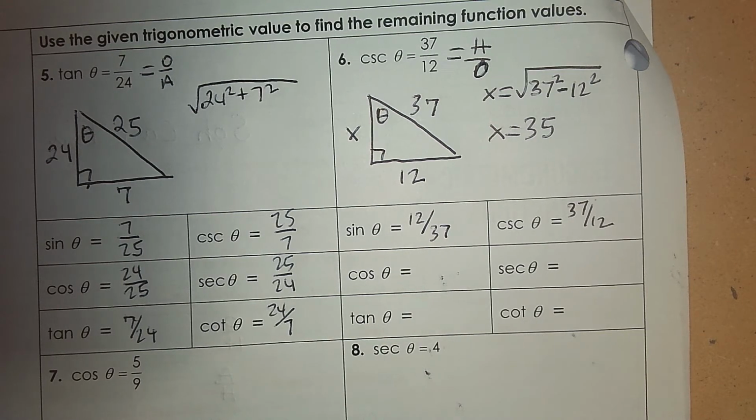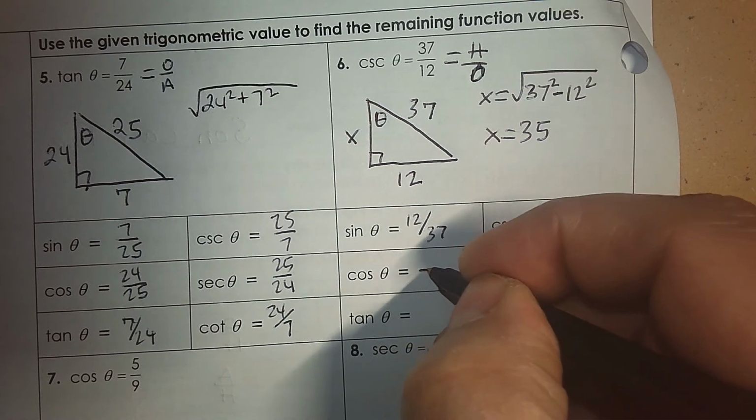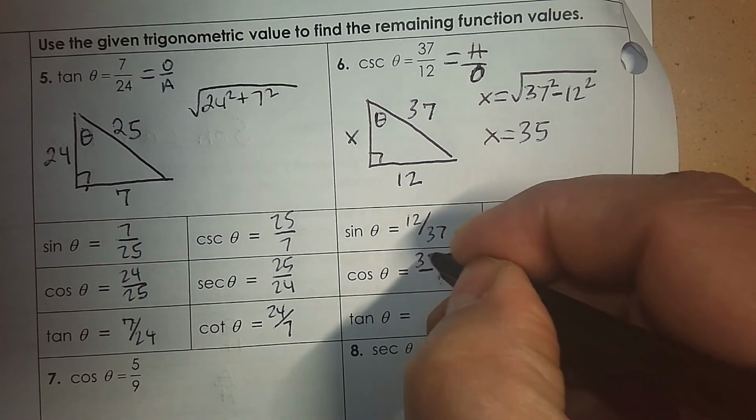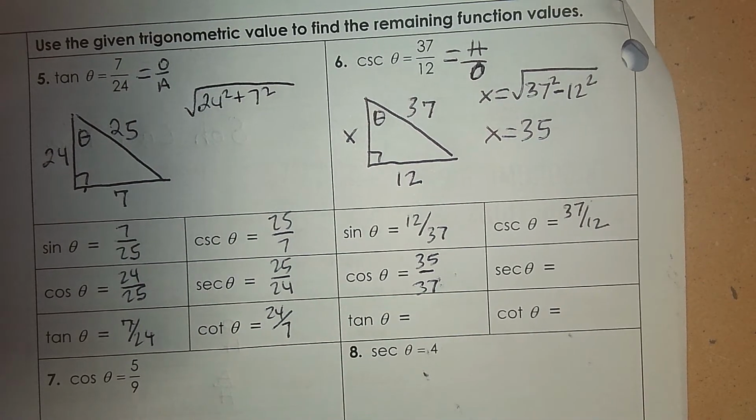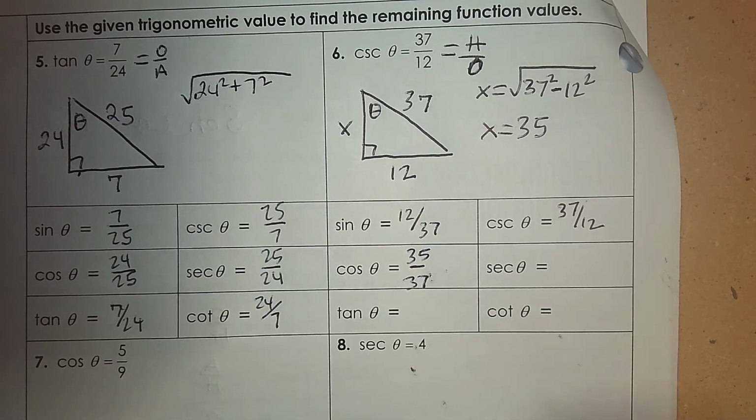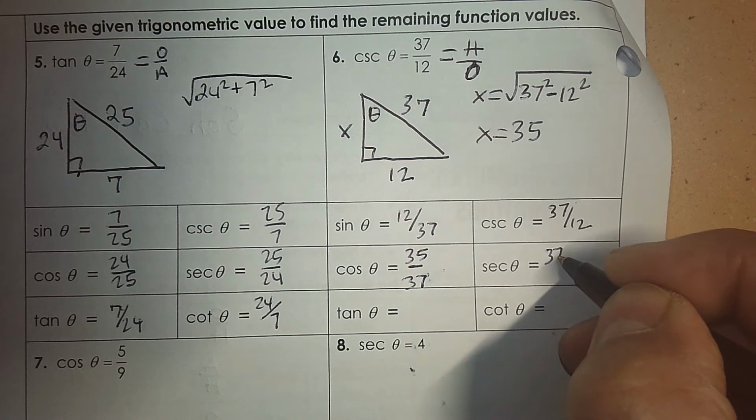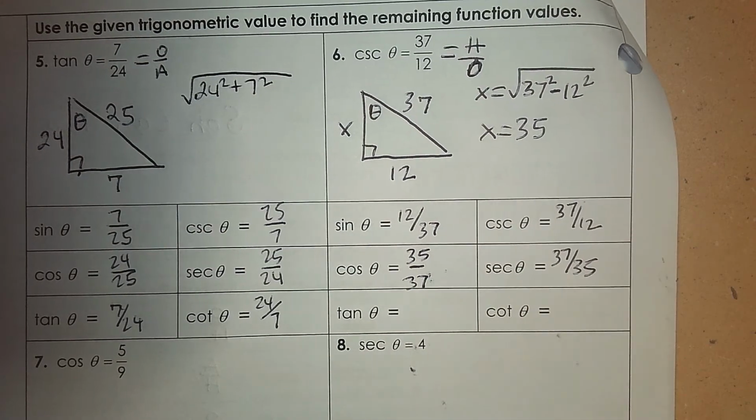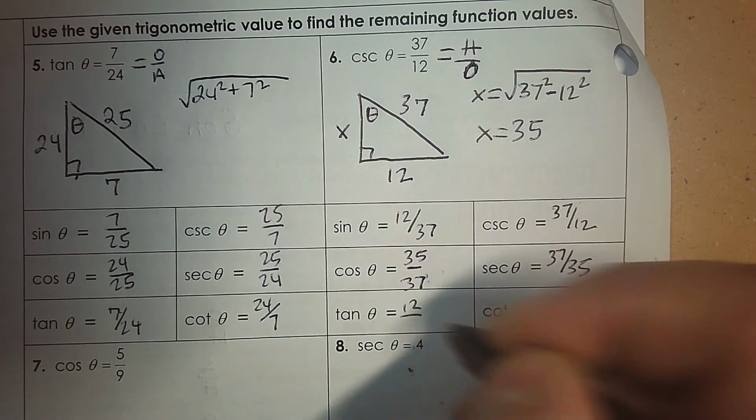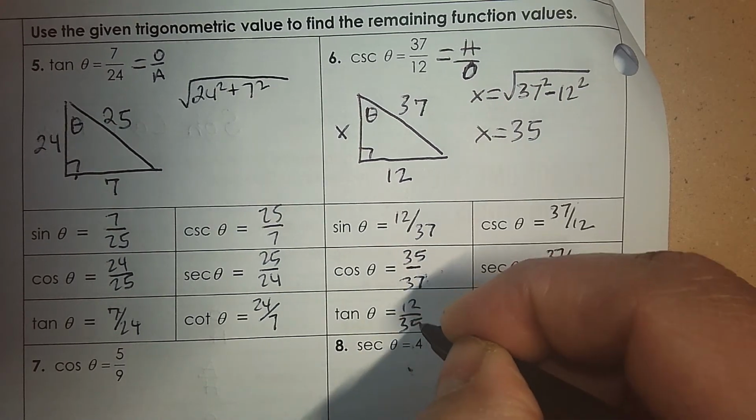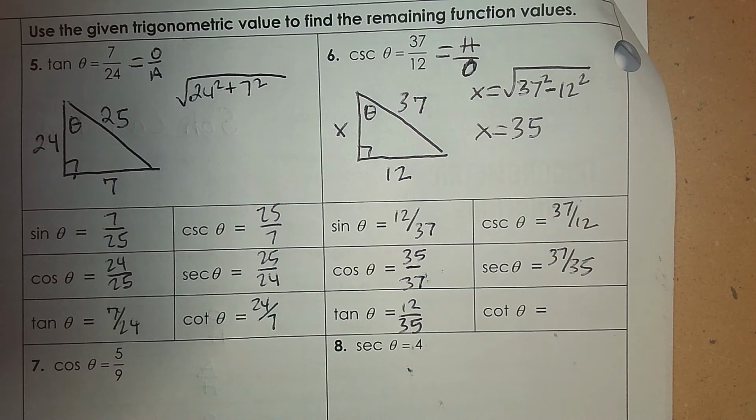Now we can fill in. What's the adjacent side? We just found it. 35 over the hypotenuse, which is 37. How about secant? That's the reciprocal. Tangent. What is that? Opposite over adjacent. And then the reciprocal.